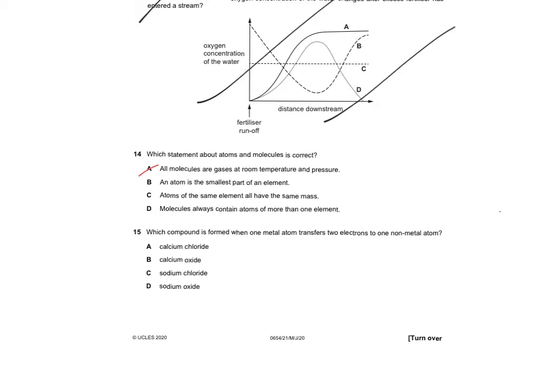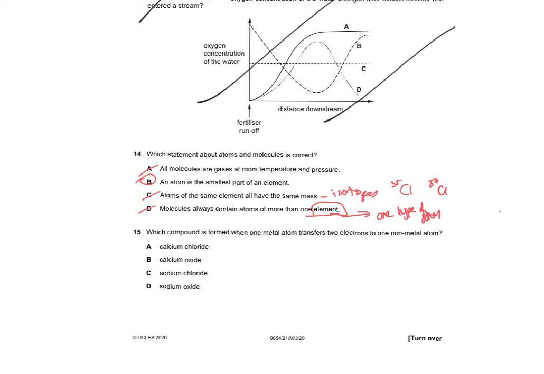An atom is the smallest part of an element. Atom is the smallest part of an element. Atoms of the same element have the same mass. No, because of isotopes. So think about chlorine 35 and chlorine 37. Molecules always contain atoms of more than one element. No, because the definition of an element is that they are made up of one type of atom. Okay, so that's not correct either.